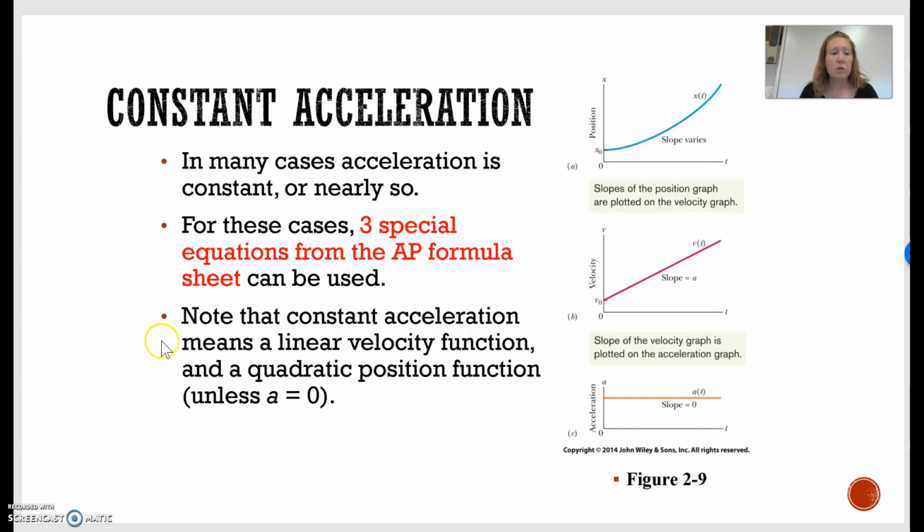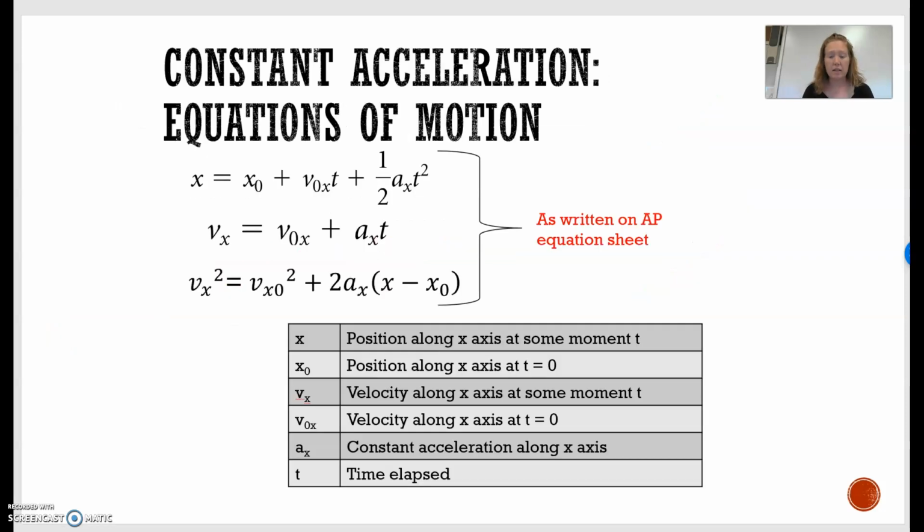Okay, so we are going to look at the AP sheet. If you were going to take this test on paper, you would see this at the beginning of the test section. You would have your constants printed, and then on the next page you would have your formulas, and right at the top the first three equations give you these equations of motion for objects that have constant acceleration. You cannot use these if acceleration is not constant.